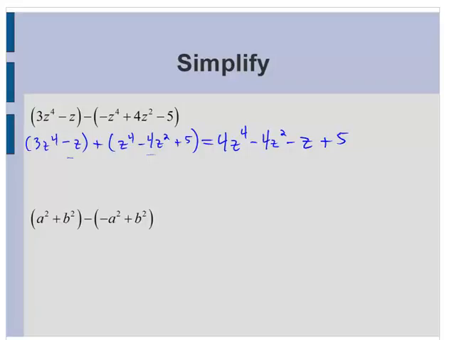a squared plus b squared, subtract negative a squared plus b squared would be a squared plus b squared, add a squared minus b squared. Combining like terms, I would have 2a squared, and I have a plus b squared and a minus b squared. Those are opposites and would add to 0, so I simply have 2a squared.